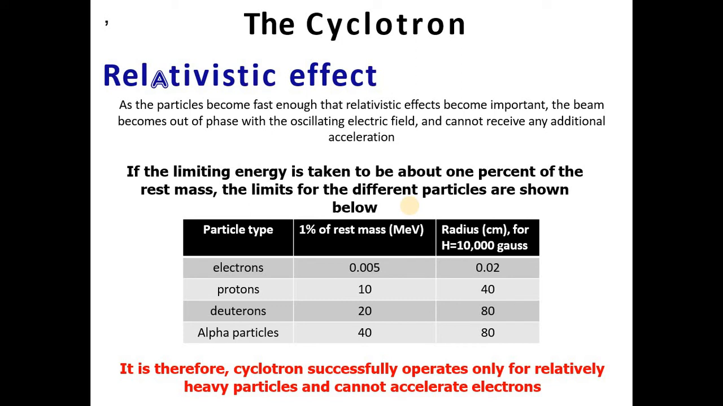As the particles become fast enough that relativistic effects become important, the beam becomes out of phase with the oscillating electric field and can't receive any additional acceleration. If the limiting energy is taken to be about 1% of the rest mass, the limits for the different particles are shown below. Particles like electrons, protons, neutrons, and alpha particles. It is therefore that the cyclotron successfully operates only for relatively heavy particles and cannot accelerate electrons.